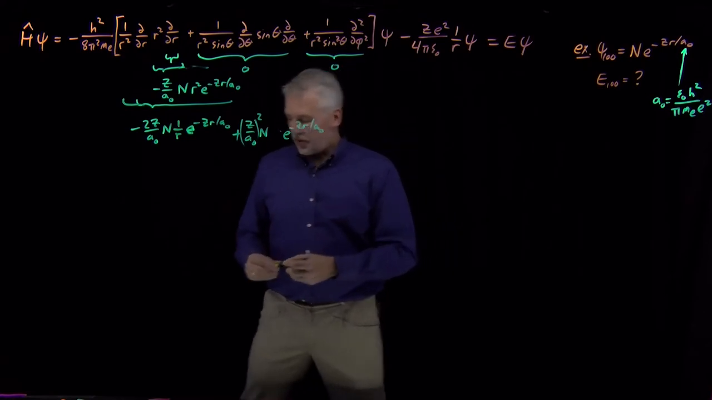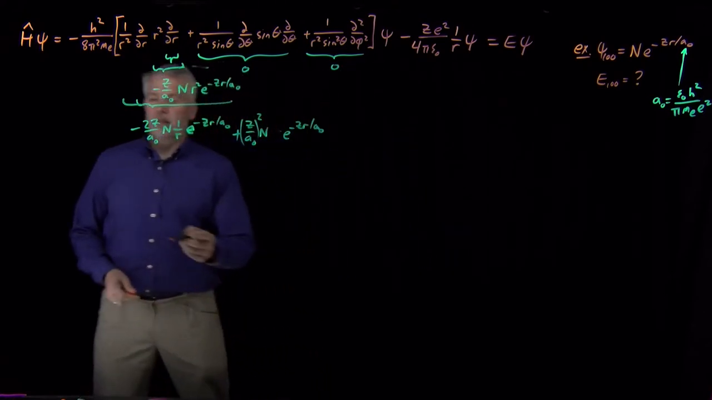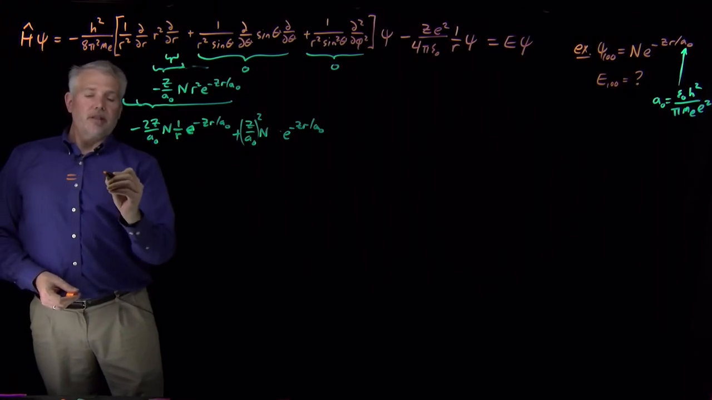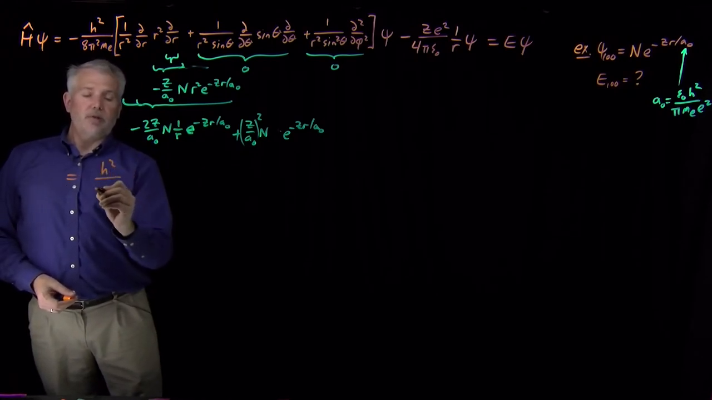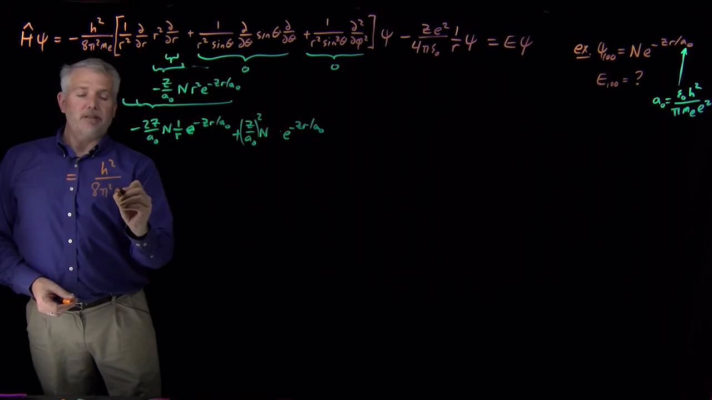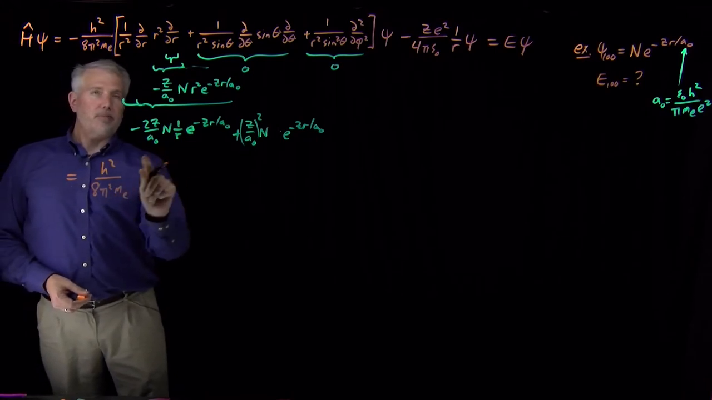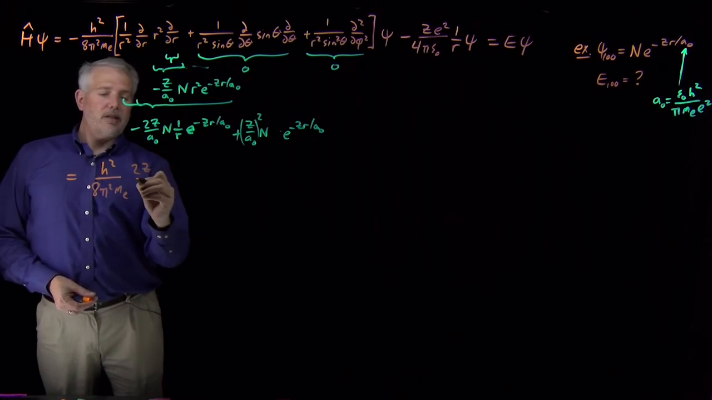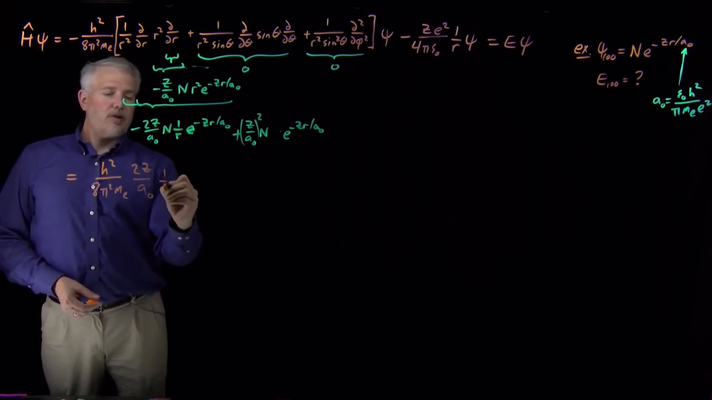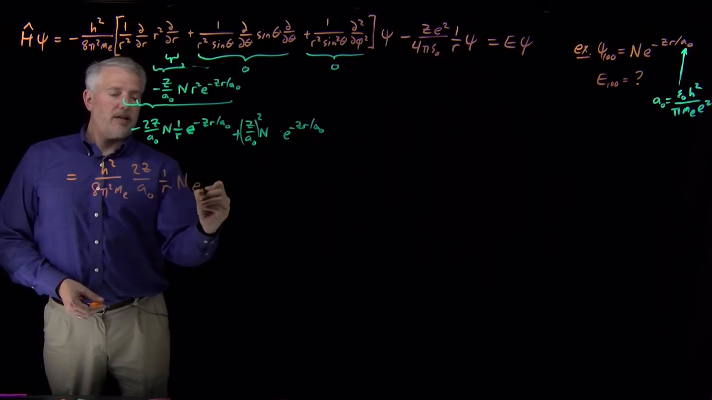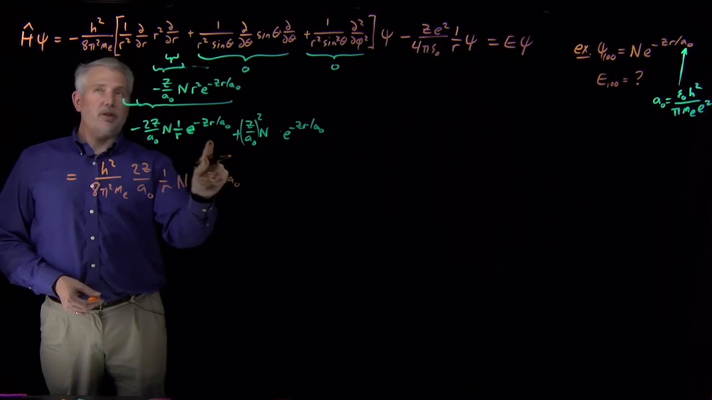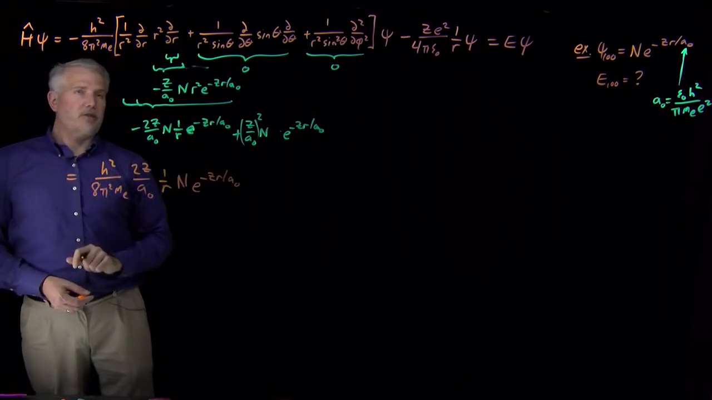Expanding out to the full Schrodinger equation now, H psi is going to equal this collection of constants, h squared over 8 pi squared mass, times, let's see, we've got 2Z over a naught, 1 over r, and the exponential. That's these terms times this term. The negative signs have canceled one another.